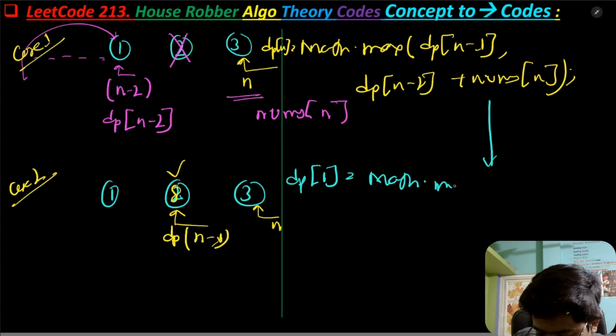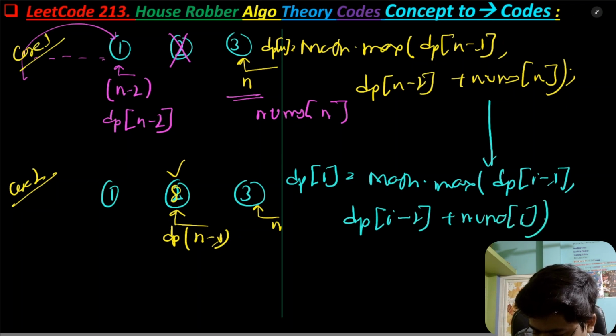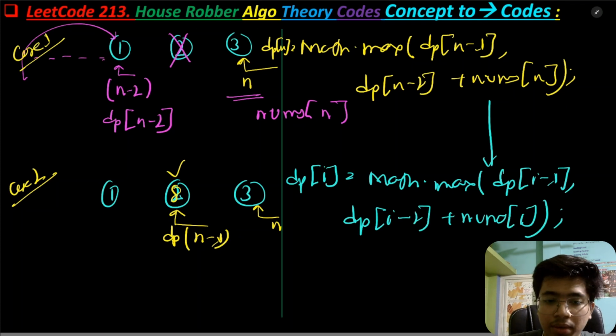Look, we're using Java here. dp of i minus 1 comma dp of i minus 2 plus nums of i, that is at that index, and that would provide us a value. So let's see in the program how we can utilize this.